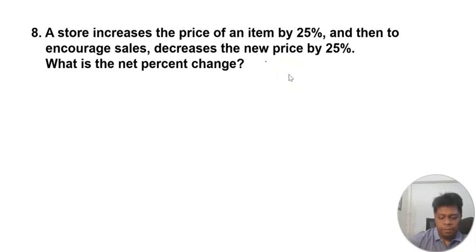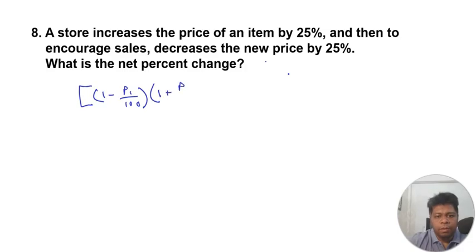Now go to next question. A store increases the price of an item by 25%, and then to encourage sales decreases the price by 25%. What is the net percentage change? Again, there are two percentage changes. Remember the formula I told. So the formula is like this: P1 minus P2, with P1 by 100 for increase and P2 by 100 for decrease, minus. Again, you remember, if it is negative it will be an overall net percentage decrease, and if positive it will be an increase. So if I put the values over here, remember the quickie I told.